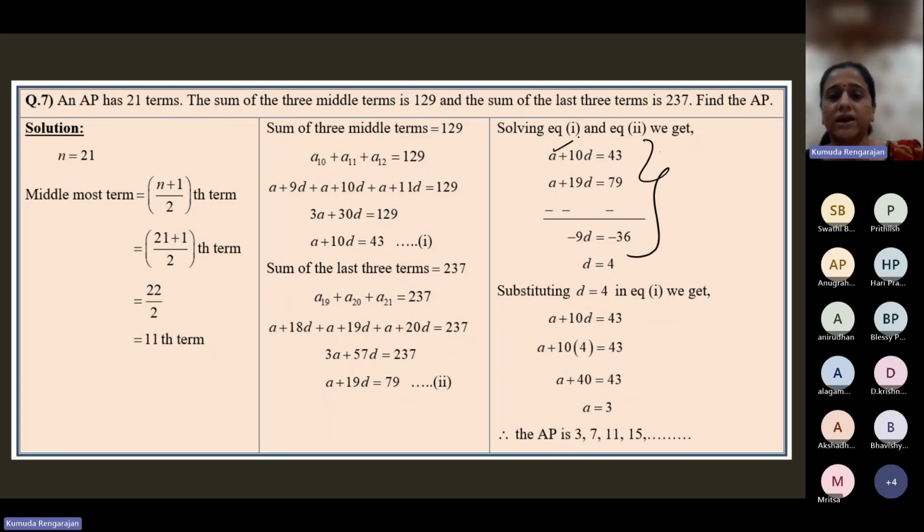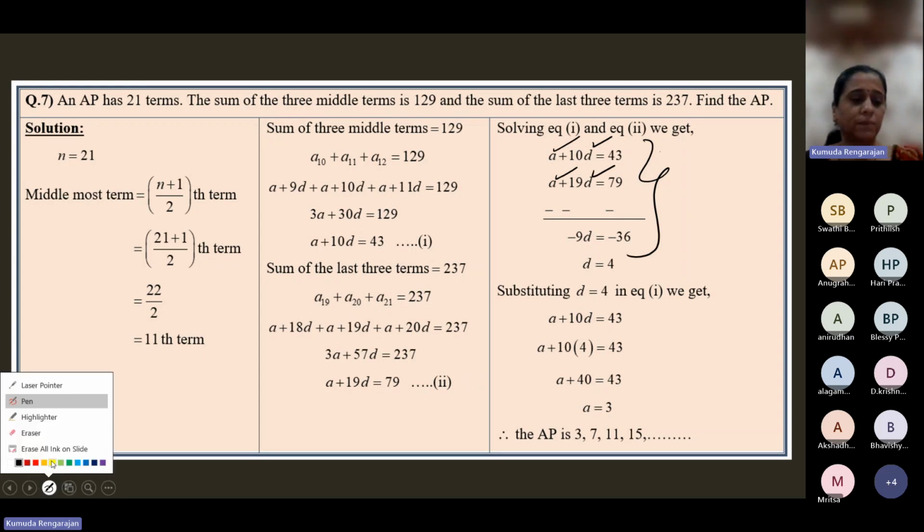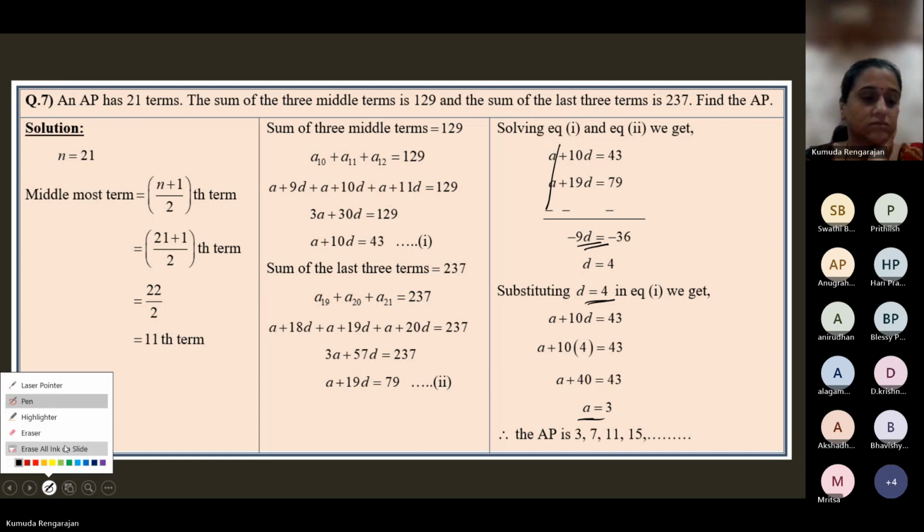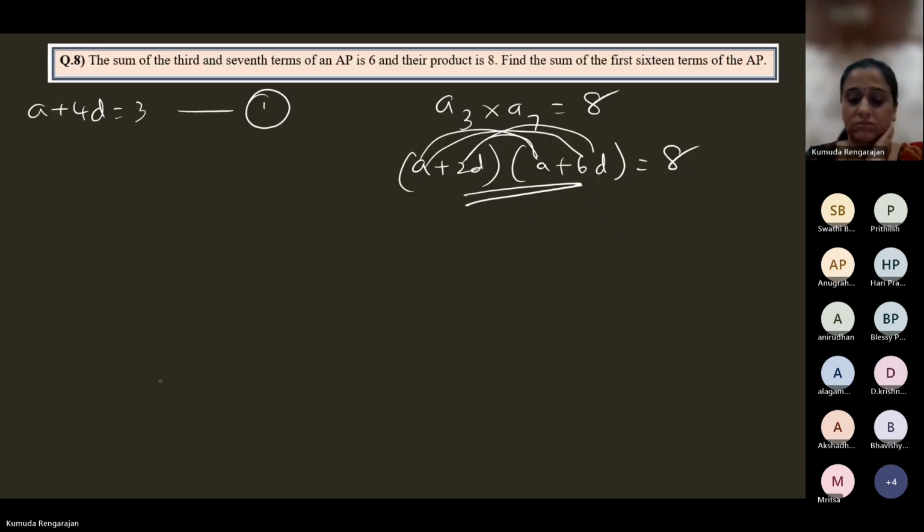Because there, both are linear in A and D, so you can write them one below the other and solve. This is called the elimination method, because you eliminate one of the variables. A is eliminated and you find the value of D, and then you substitute D to find A. But here you will not get a linear equation from this.